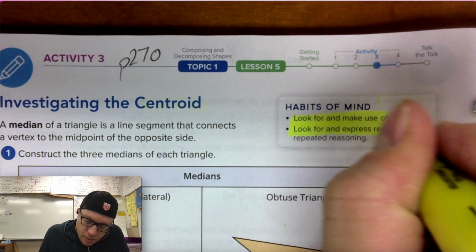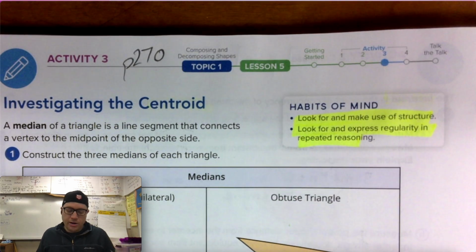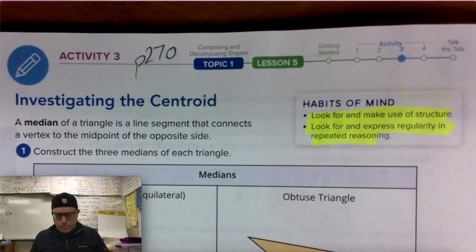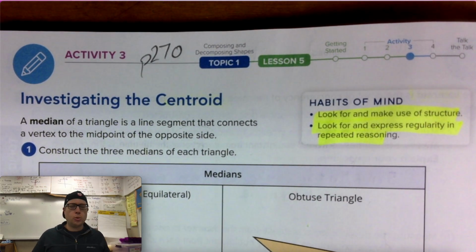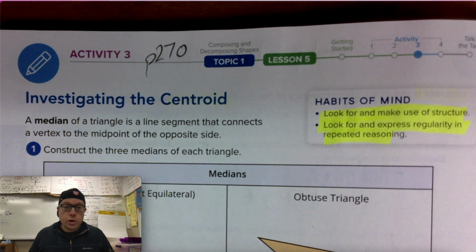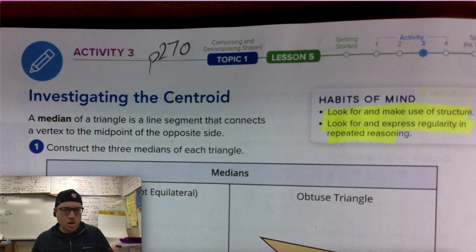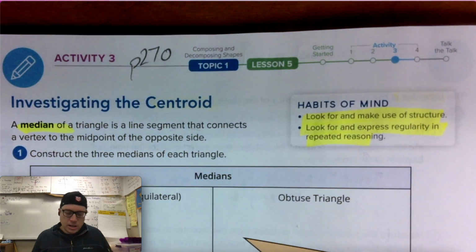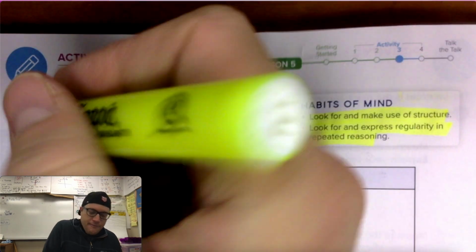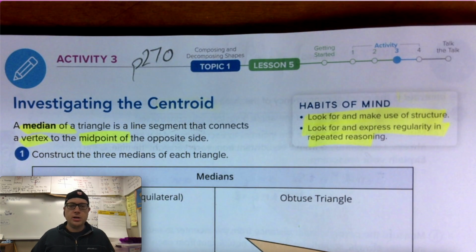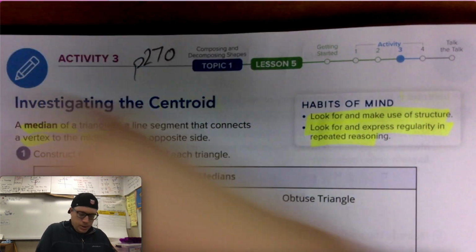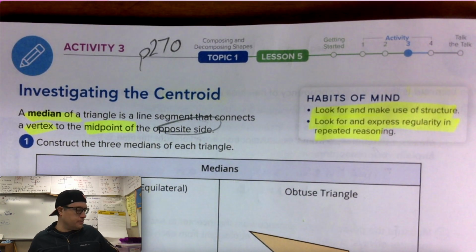of structure, and we're going to look for and express regularity in repeated reasoning. Like what we do for one example, we're going to do for another. We're going to learn about a new vocab word, but it's also a vocab word where you're like, haven't we been doing this already? You have. A median of a triangle is a line segment that connects a vertex to the midpoint of the opposite side. So I'm going to highlight all of that right there.